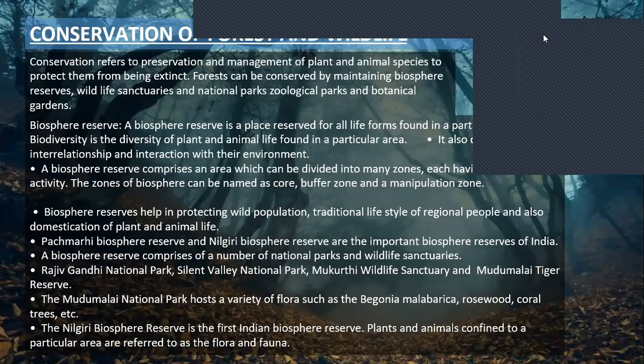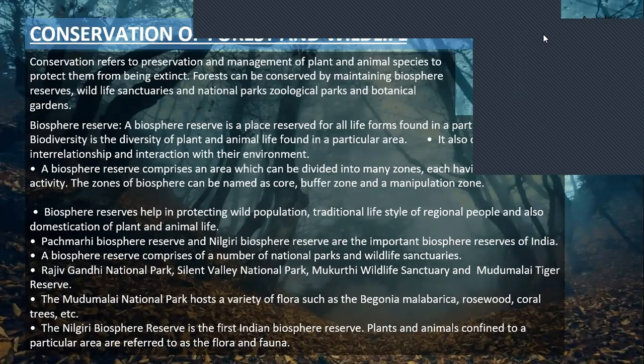A biosphere reserve comprises an area which can be divided into many zones, each having a particular activity. The zones of a biosphere can be named as core, buffer zone, and manipulation zone. Biosphere reserves help in protecting wild population, traditional lifestyle of regional people, and also domestication of plant and animal life. Panchmarhi Biosphere Reserve and Nilgiri Biosphere Reserve are the important biosphere reserves of India.